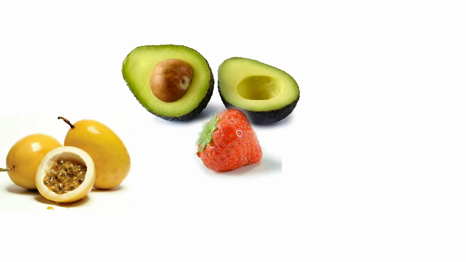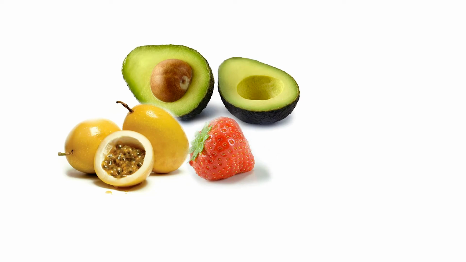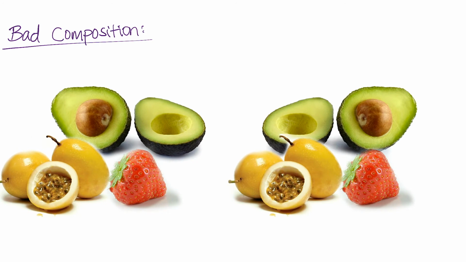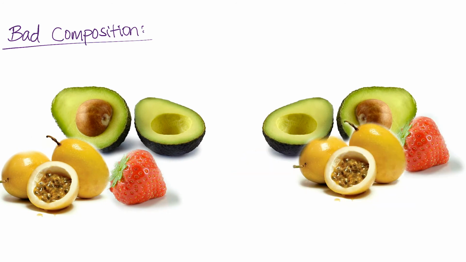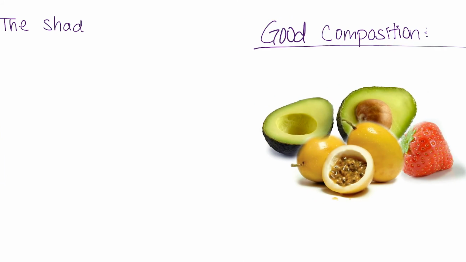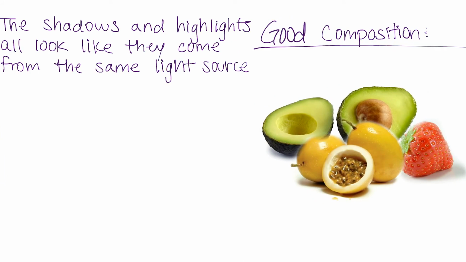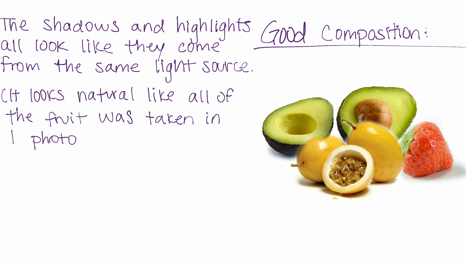So now let's take a look at if we were to take multiple images and put them together to create one composition. It's important that the light source is coming from the same direction in every photo. That way the overall composition has the same lighting and it feels like it was all taken together at once, and not like it's just pieced together. For example, here with the fruit, the top one is good composition because the shadows and the highlights all look like they come from the same light source. It looks natural, like the fruit was taken in one photo together.